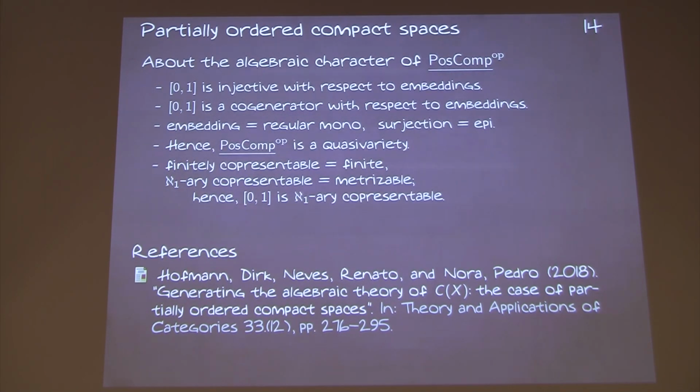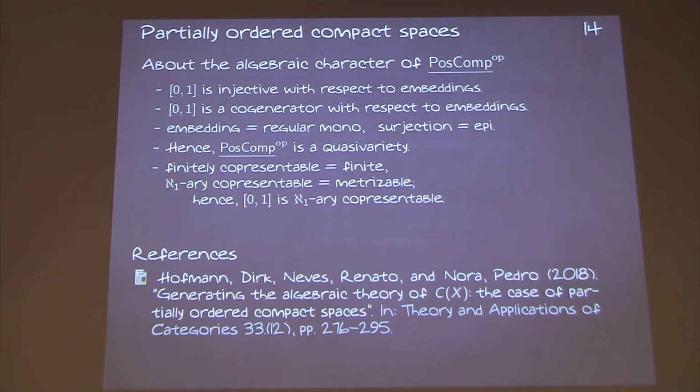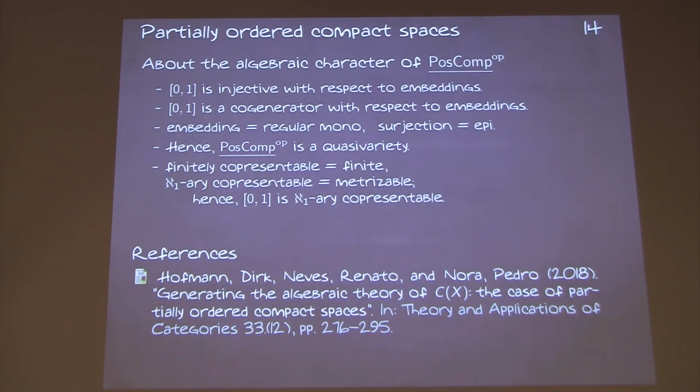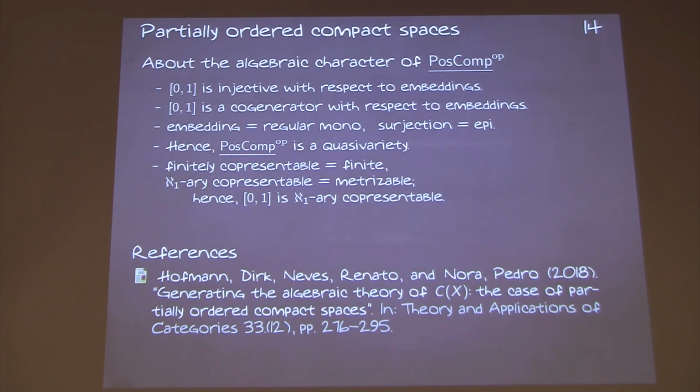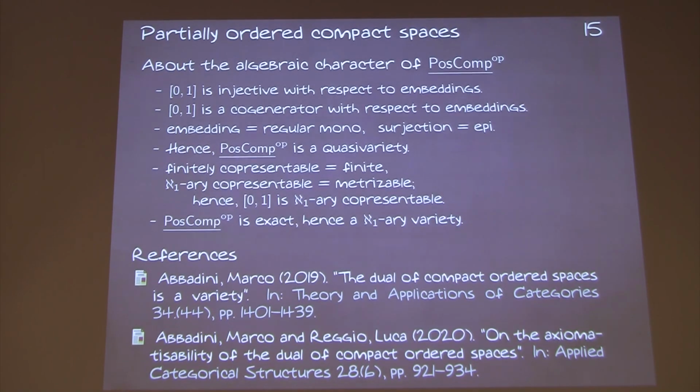Here I should explain, it doesn't need to be a classical metric, it's a metric in this extended sense of Lawvere. It means that the order relation is induced by this metric, and the topology is induced by the symmetrization of this metric. So it's slightly different from the compact Hausdorff case. But it still left open the question of whether it is a variety, so if it is an exact category, which we couldn't prove. But fortunately, Marco Abbadini and also Luca Reggio finally proved that Pos-comp is an exact category.